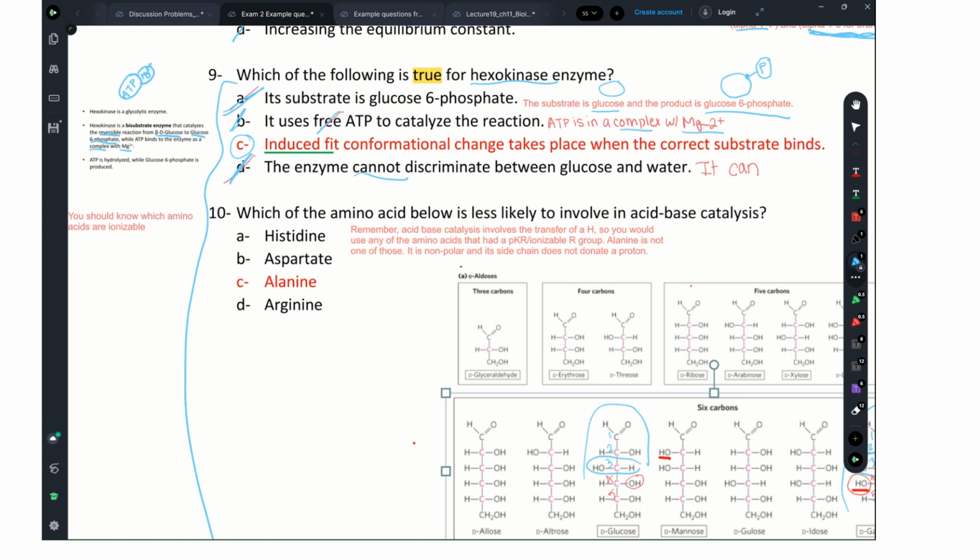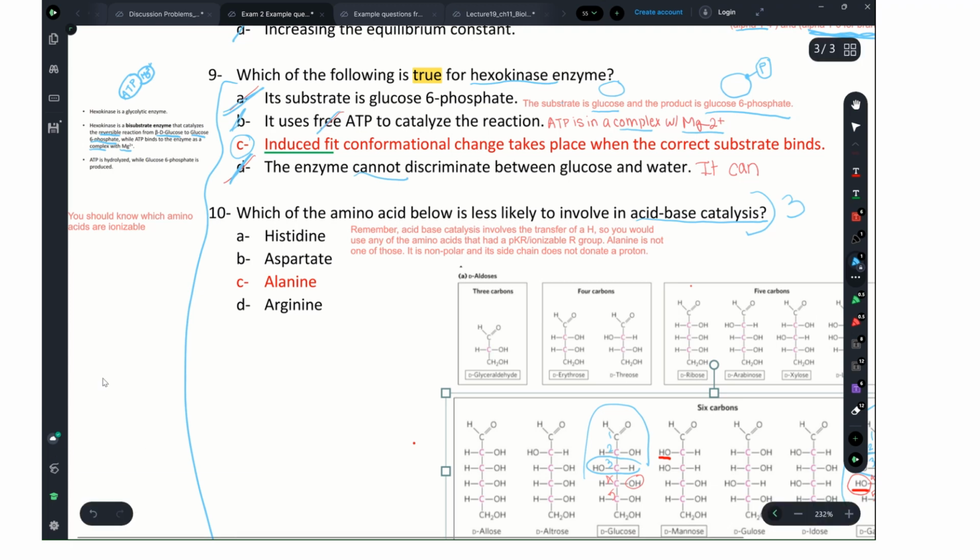Okay, number 10. Which of the amino acids below is less likely to be involved in acid-base catalysis? So you need to know the 3 forms of catalysis. There is a video on my playlist. I didn't record it, but I saw it and I loved it. It's like 5 minutes long, and they do a beautiful job of explaining the 3 types of catalysis. So watch that if you need help with that.